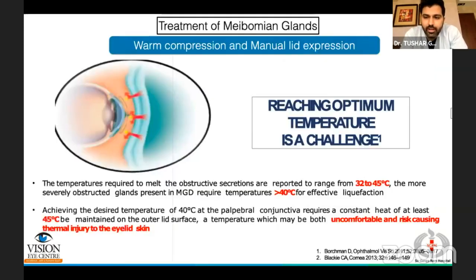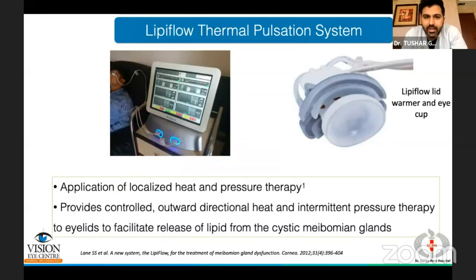So we know that when you're treating meibomian gland dysfunction, your first line treatment is warm compresses and manual lid expression. But the issue with these treatments is with just warm compression is that you're not really able to get the optimum temperature at the level of the glands because these glands are at the level of the inner surface of the eyelids, whereas you're applying heat at the external surface, which is why all these expensive modalities like LipiFlow have come about.